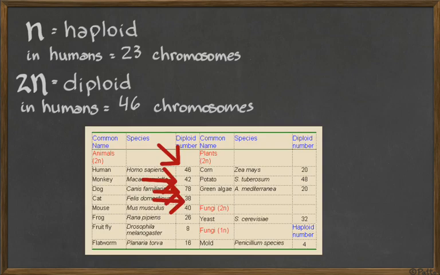So instead of talking about 46, 23, 20, 78, we are going to be talking about haploid or diploid cells. Haploid with N chromosomes and diploid with 2N chromosomes. In humans, haploid with 23 chromosomes and diploid with 46 chromosomes. Okay?